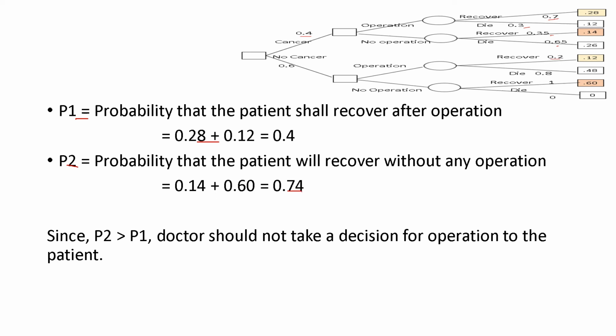Since P2 is greater than P1, the doctor should not take a decision for operation, because P2 value is 0.74 and P2 is the probability that the patient will recover without any operation. So that chance is greater than the other one. So the doctor will decide not to go for operation.